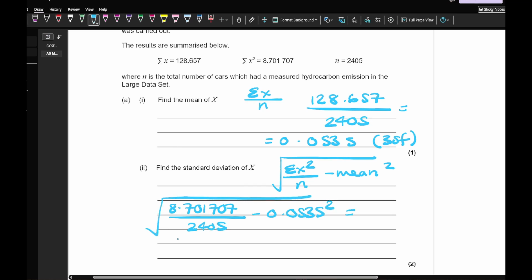And if I type that all into my calculator, again, what you may want to do is, if you've still got the exact value of the mean, maybe use that, so you don't lose any accuracy to rounding. Divided by 2405 minus ans squared. And I get an exact answer of 0.02750 and so on, which to 3 significant figures rounds to 0.0275, and that's to 3SF.